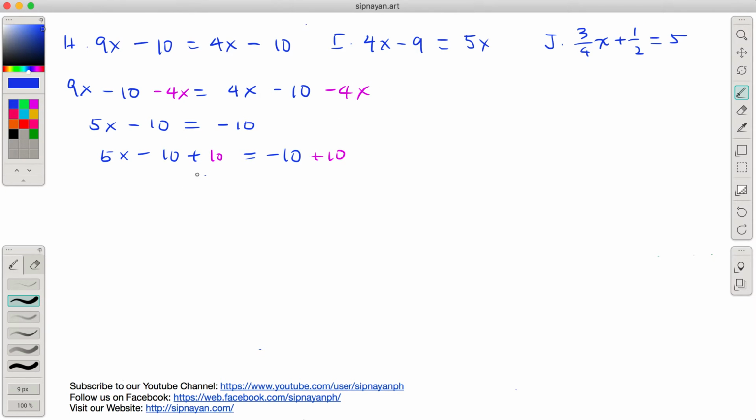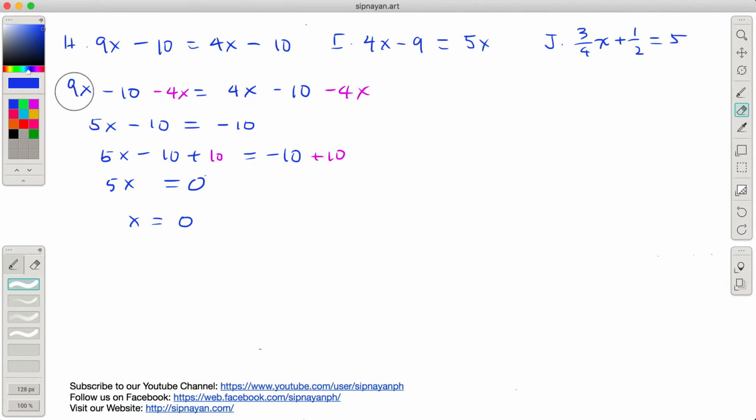So, minus 10 plus 10 is 0, meaning 5x. Magiging 0 na to. And then, 0 rin to kasi negative 10 plus 10 is 0. And what do you multiply by 5 to get a 0? Siyempre, x equals 0. Or, pwede rin dividing both sides by 5. The result will still be x equals 0. Okay?